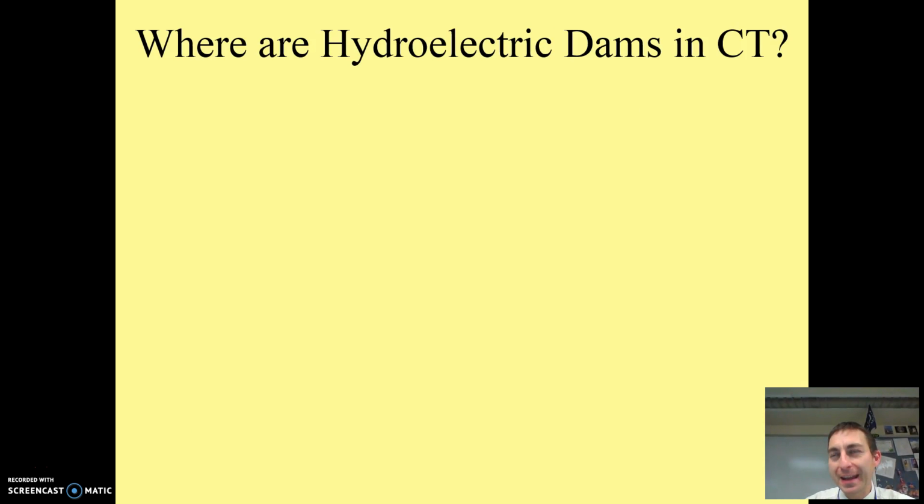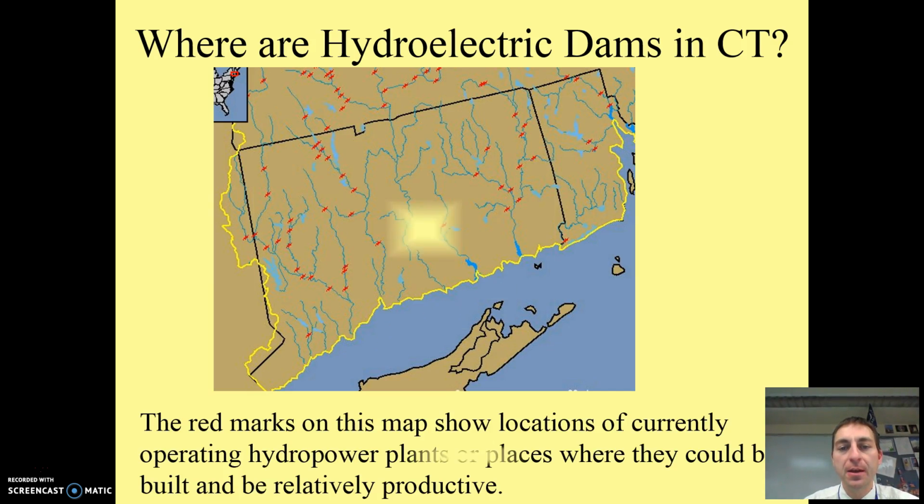When you look at Connecticut, we actually do have hydroelectric power plants in different places around Connecticut. And the red spots on this map show places that either have hydroelectric dams or could have them. But notice the middle of the state. What stands out about the middle of the state is we have rivers, but yet there are not red dots. And so that means no hydroelectric power. And we start to think, well, why is that?